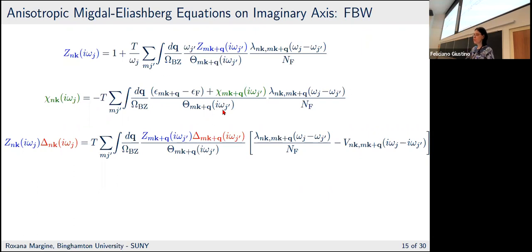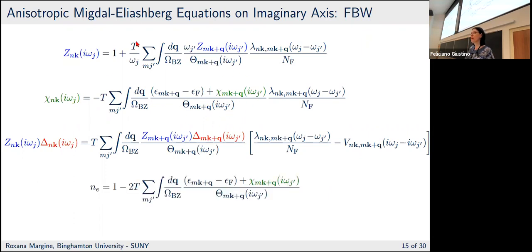Now, if we assume that the chemical potential is not fixed in our system to the Fermi energy, then we need to add a fourth equation for the electron number. And this needs to be solved every time we do this self-consistently. So at every self-consistent step, we also need to calculate this. We need to impose the condition that the electron number remains constant to find the chemical potential.